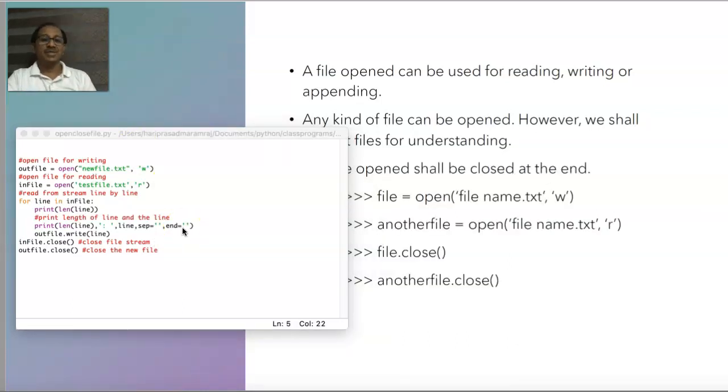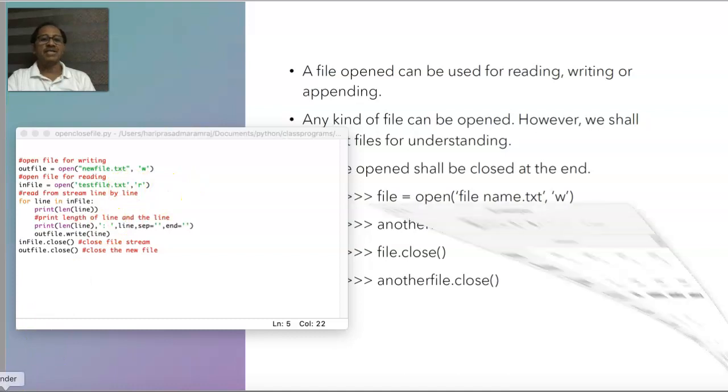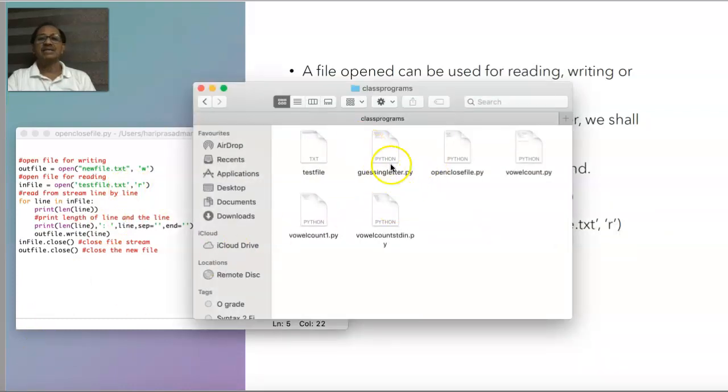Let's see how this works. I said I have created a file called testfile.txt, right? And we are creating newfile.txt with the help of this program. Let me show you the directory. This is the directory, class programs, where I have all the programs which I have used today, and there is a test file. This is a .txt, but you don't see any file called newfile.txt, right? So we are going to create that.